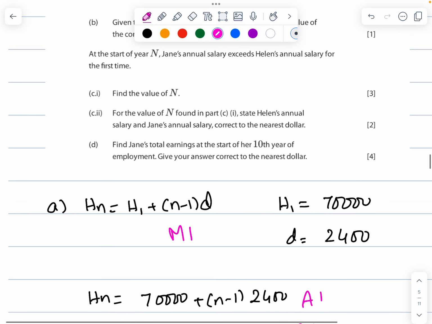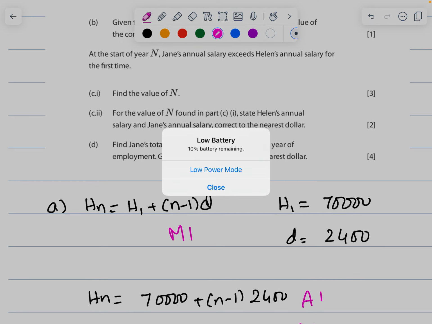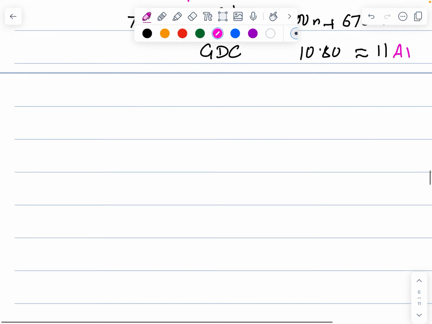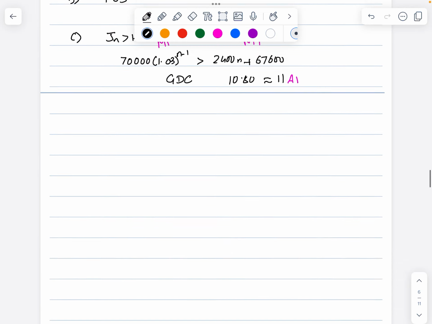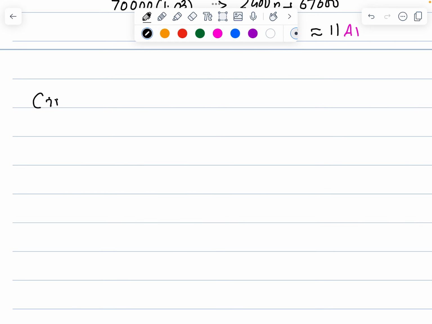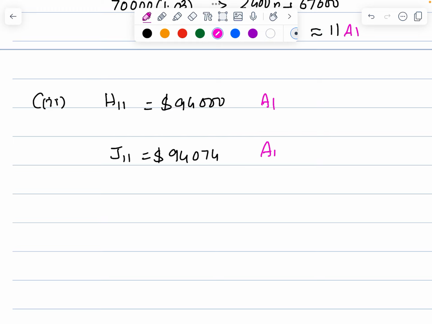Next part. For the value of n found in part C, state Helen's annual salary and Jane's annual salary correct to the nearest dollar. So we are going to find it out. H11, use the calculator, you should be getting 94,000, and J11, you should be getting 94,074. So you get an accuracy mark over here and an accuracy mark over here. That gives you 2 marks.